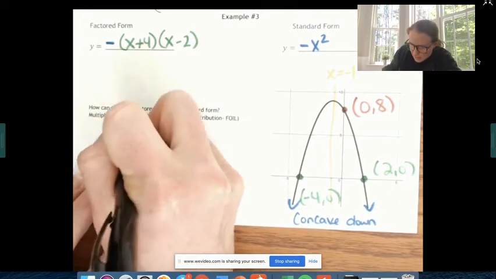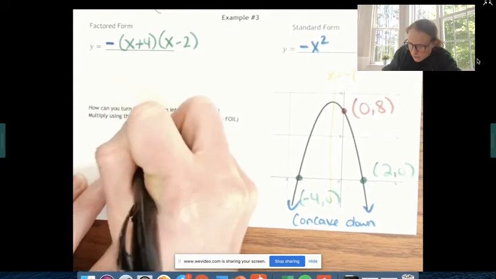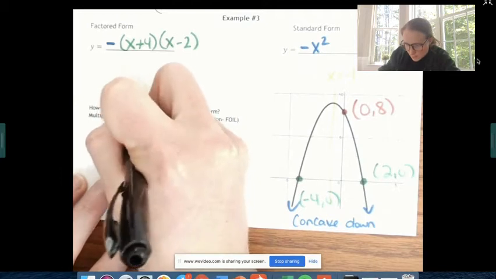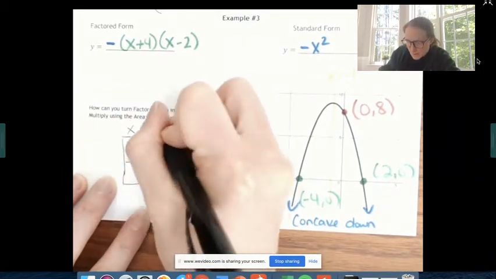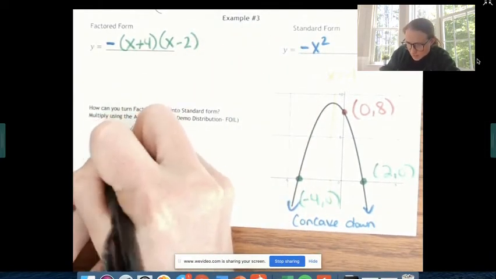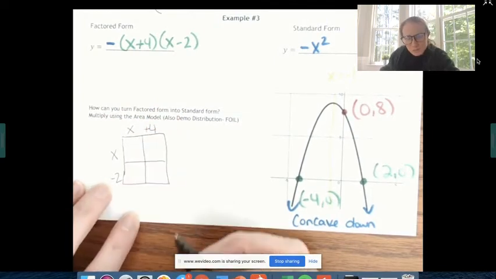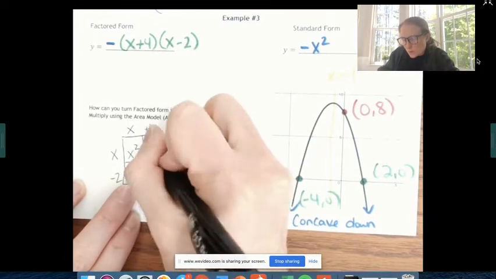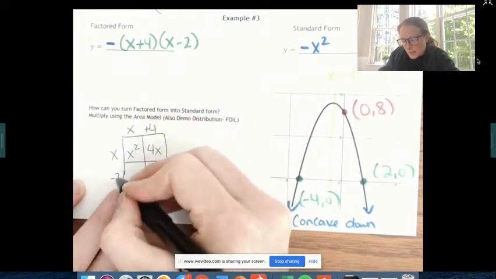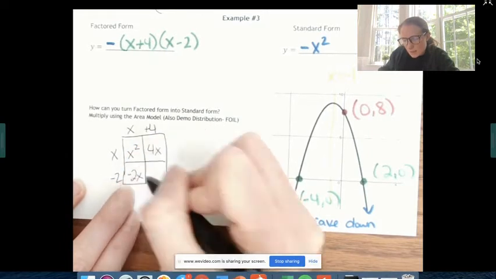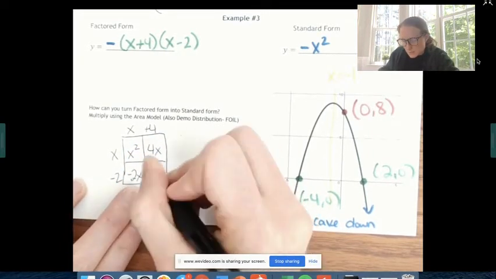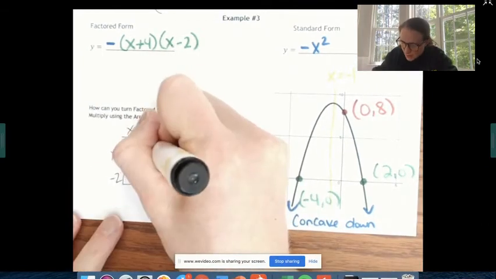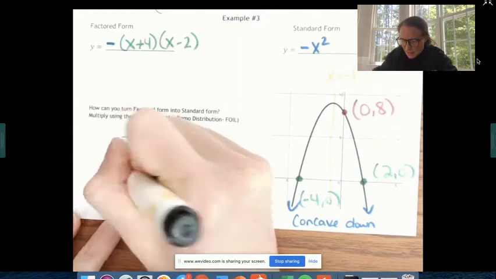So let's take a look. All right, so I'm going to take that x + 4, and I'm going to put it here. I'm going to take that x - 2 and put it here, and we're going to multiply. x times x gives me x squared. x times 4 gives me 4x. x times -2 gives me -2x. 4 times -2 gives me -8. I look for like terms. I've got some like terms, 4x and -2x.